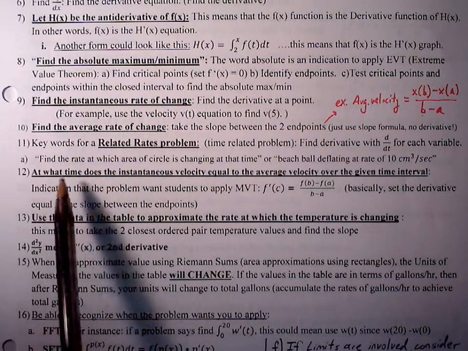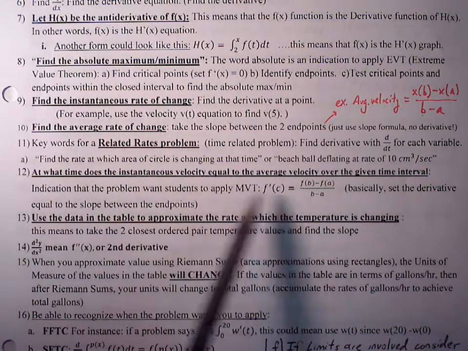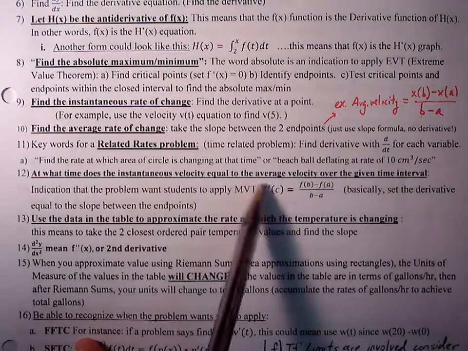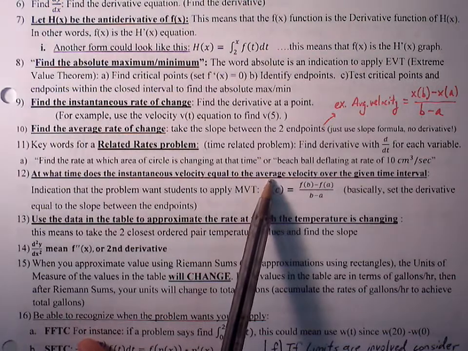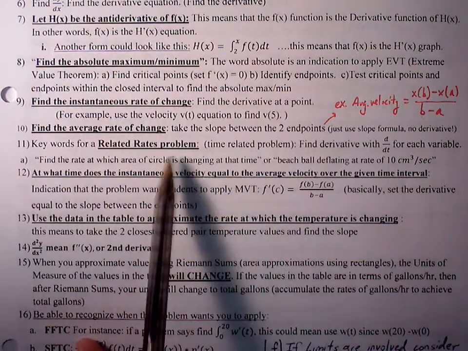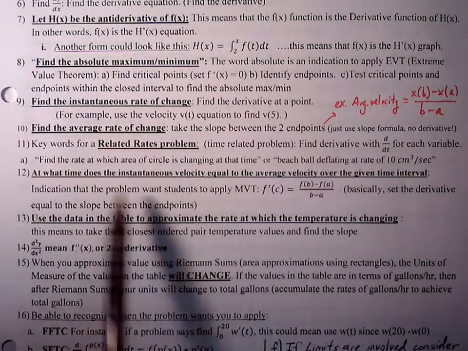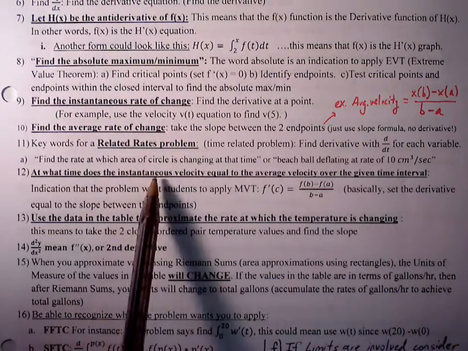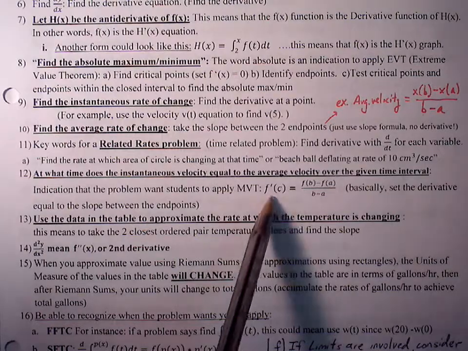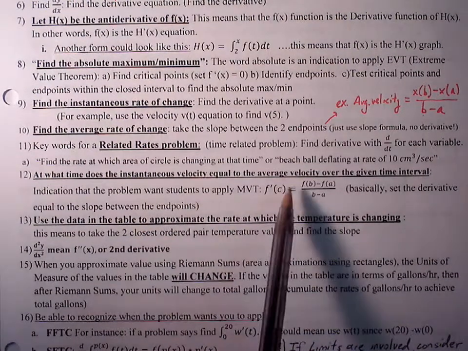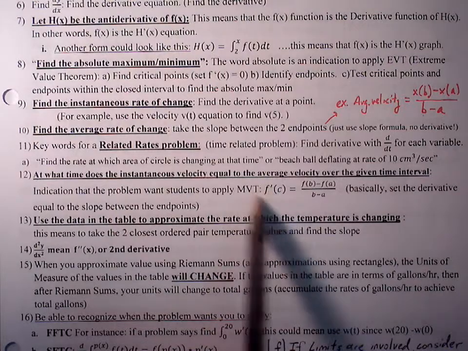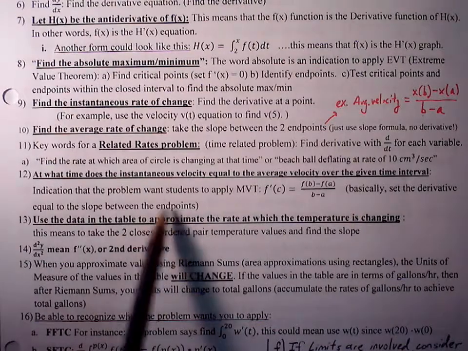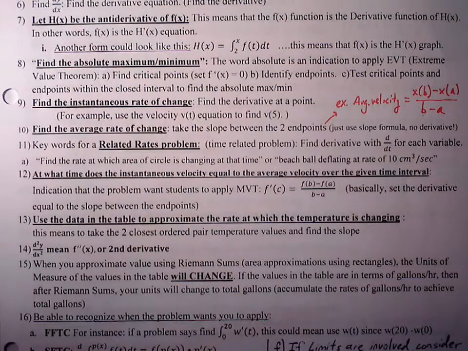Number 12, this statement says, "At what time does the instantaneous velocity equal the average velocity over the given time interval?" So this is a way of showing that the problem wants the student to identify this as a Mean Value Theorem application. The average velocity is the change in position over change in time, and the instantaneous velocity is f prime of c. So we're going to take the slope between the endpoints, take the derivative or the velocity function, set them equal to each other, and then solve for either t or whichever variable the problem is asking for.